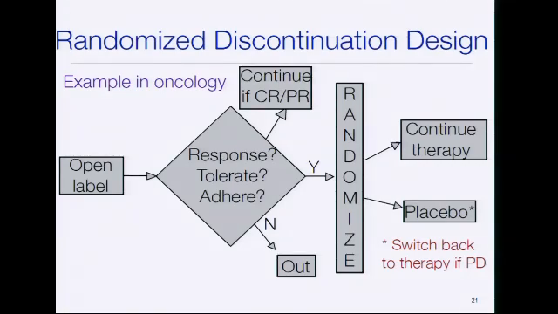Did the patient respond to the drug? Is the patient tolerating the drug? Is the patient taking the drug? If not, then they're out of the study. This is a cancer study. If the patient's tumors actually seem to be shrinking, then they continue on the drug. But if they're in this kind of vague zone where they may be benefiting or they may just have slow-growing tumors, we randomize them either to continue the drug or to go on to placebo. I just note here that patients who are randomized to placebo, if their disease happens to deteriorate, it progresses, then they can switch back to the active drug.